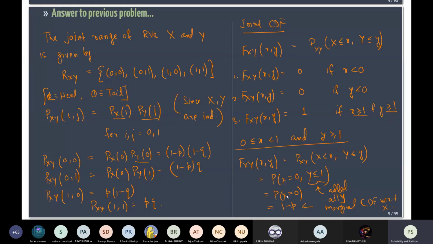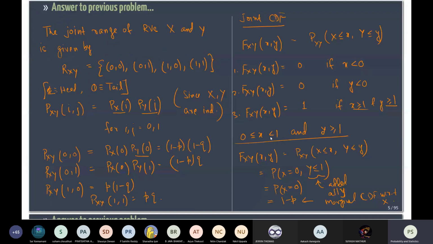So we got the marginal, and in the same spirit we can also have other cases with respect to y, where x now is allowed to be greater than or equal to 1. Due to symmetry it will be the same, so I'm not going to do this fully. This will be 1 minus q. This is the same as for x, and these were the boundary cases.